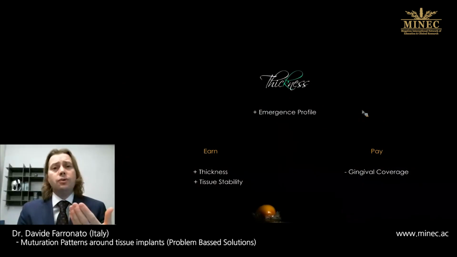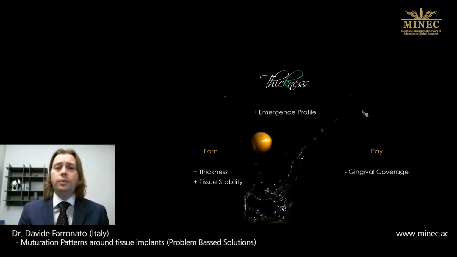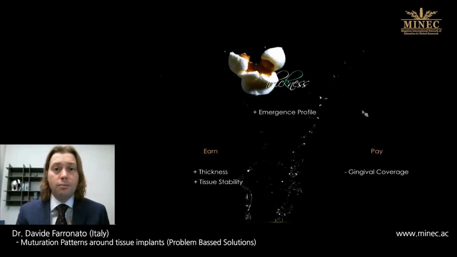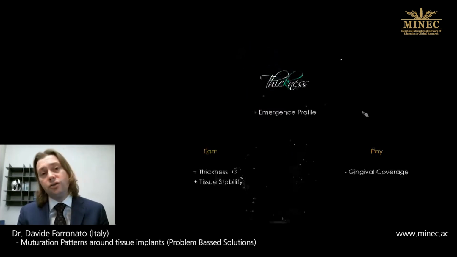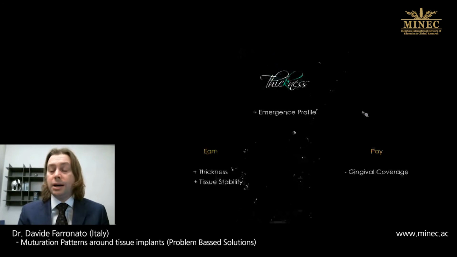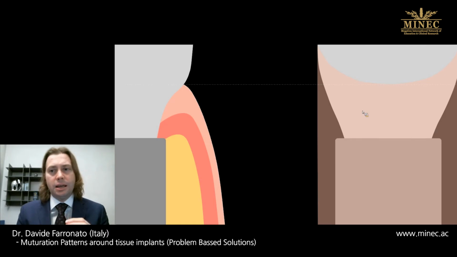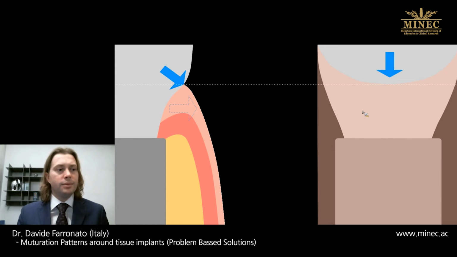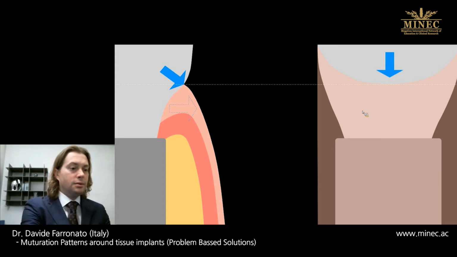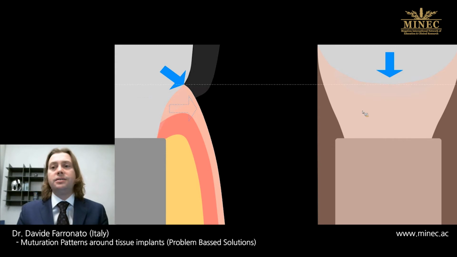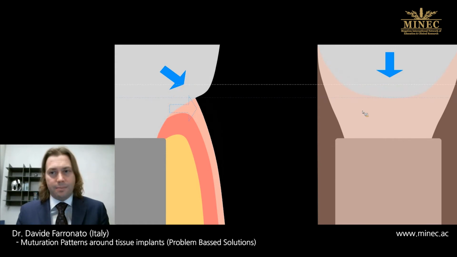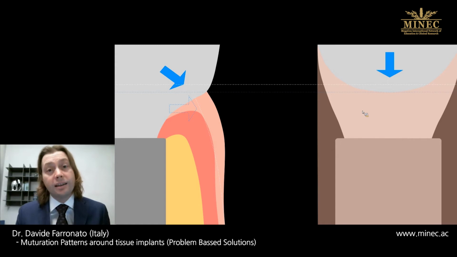So if you increase the emergence profile, you will have as a response of the tissue more thickness and more tissue stability over time. But you could pay some gingival coverage. So let's see a scheme, drawings of this. If you increase the volume in that way, the tissue will increase in width over time because it will be protected and sustained by the prosthodontics, and it will increase the trophism.